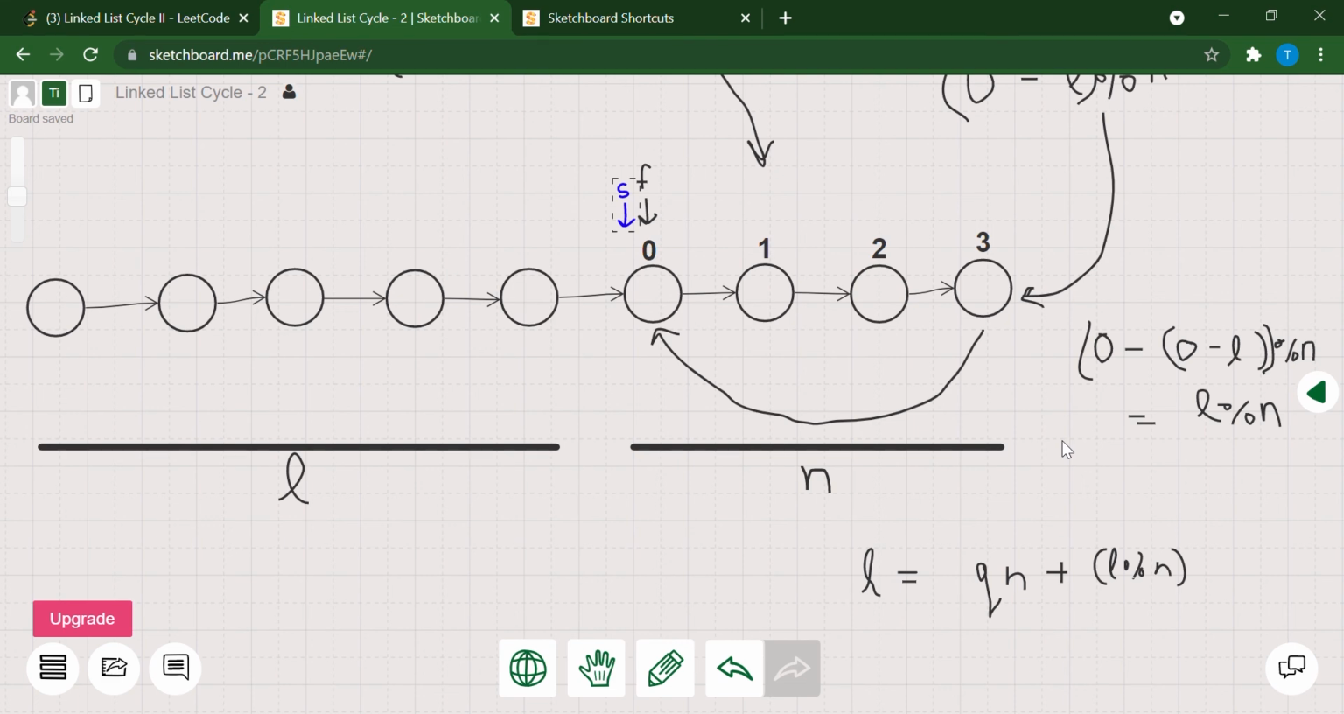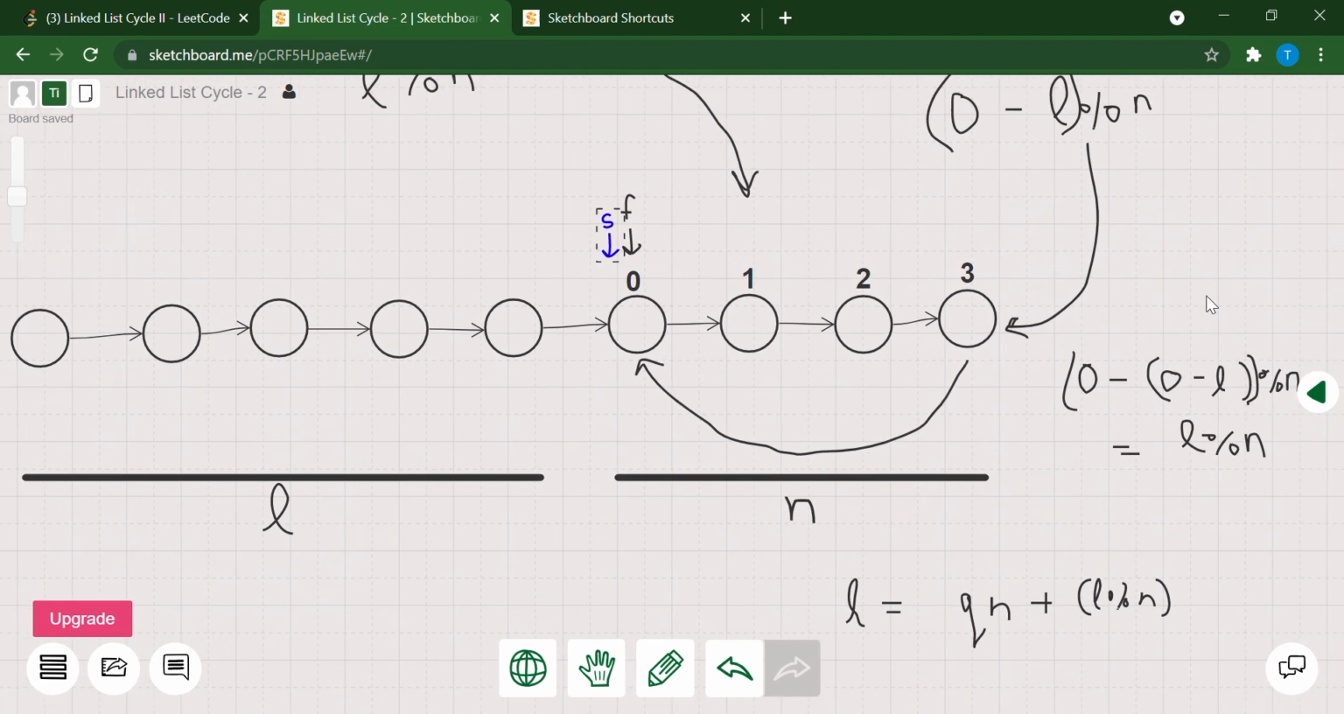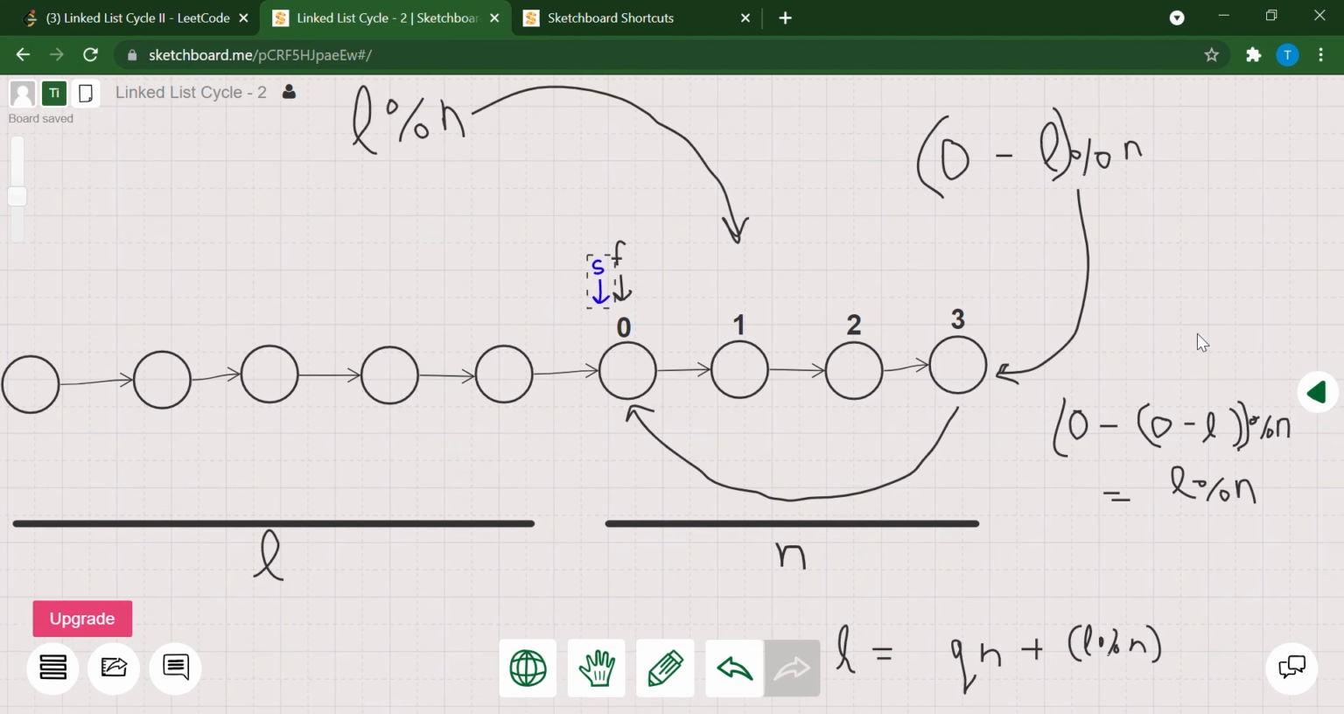If you're a little confused about the modular arithmetic parts or how I did these calculations, feel free to leave me a doubt in the comments, or you can go and search about modular arithmetic and read about it, because that's also a pretty important concept in computer science.